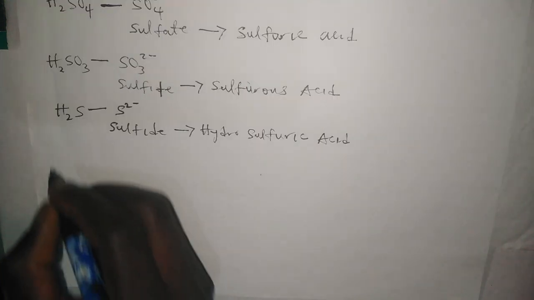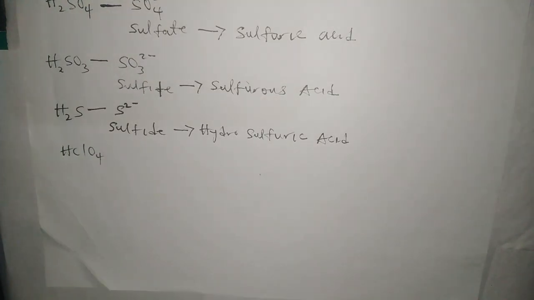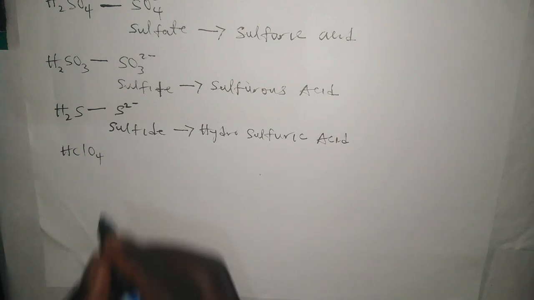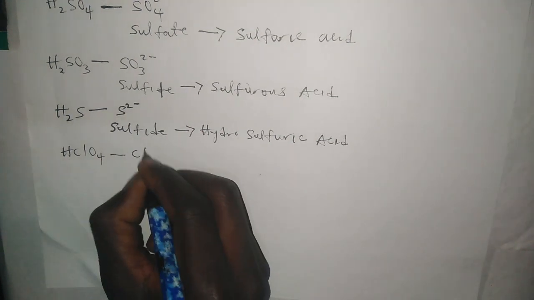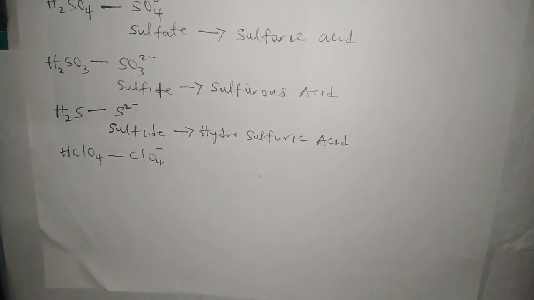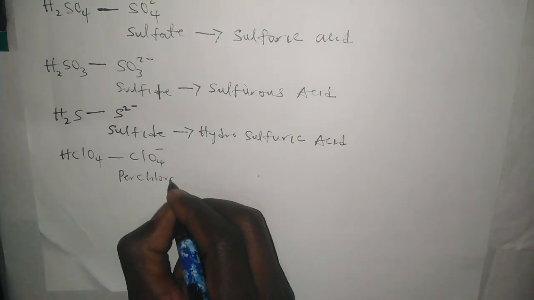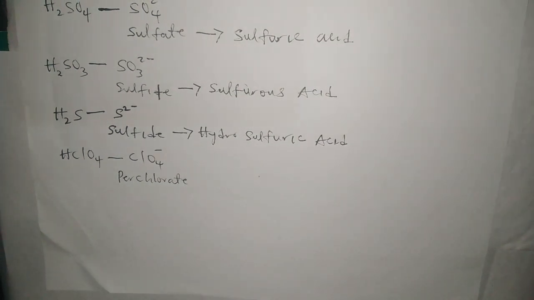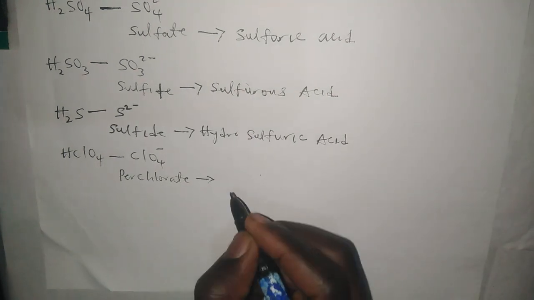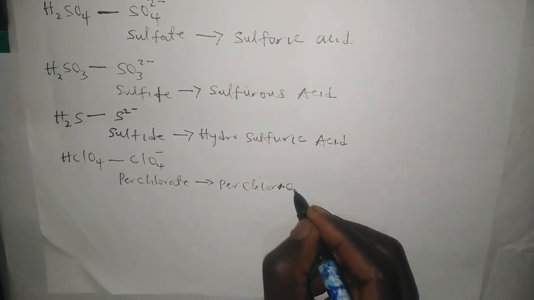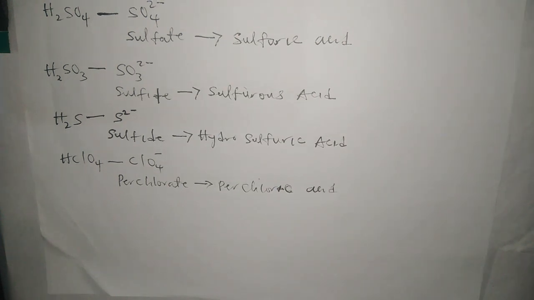So what if we have an acid HClO4? How do we name this particular acid? First of all, let's write down the polyatomic ion in this acid. So we have the polyatomic ion to be ClO4-. Now we know that this polyatomic ion is named perchlorate. Now it ends with ATE. Therefore, we'll replace the ATE with IC, then we'll add acid. So it becomes perchloric acid.